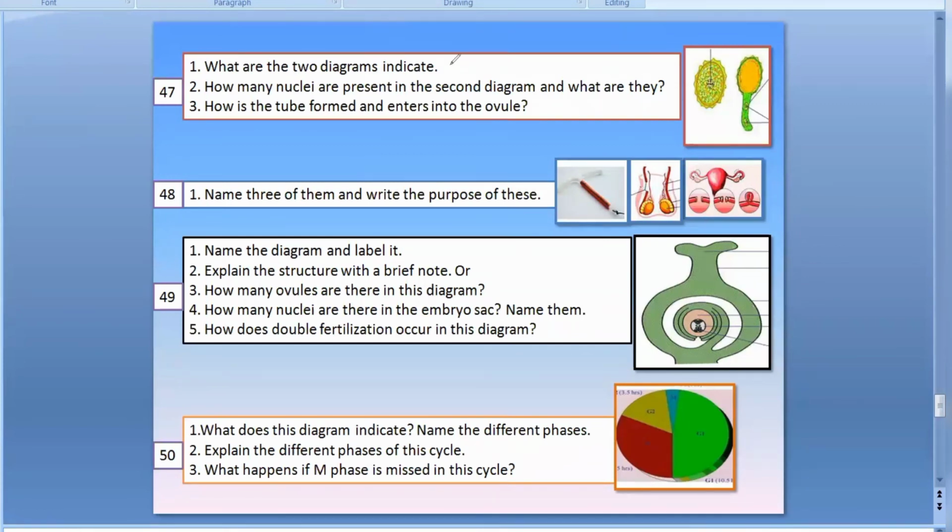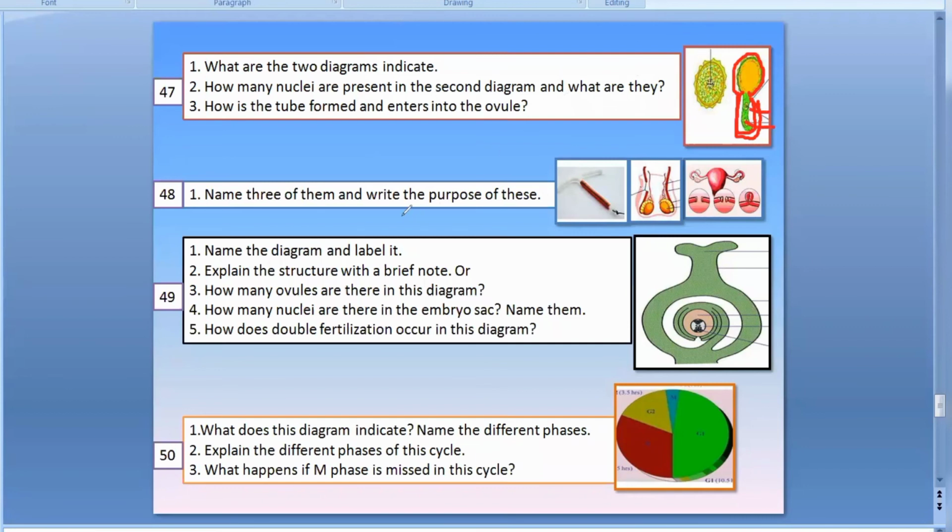So what do the two diagrams indicate? These two diagrams indicate the pollen grain, and the pollen grain developing the pollen tube. How many nuclei are present in the second diagram? In the second diagram, the pollen grain is developing the pollen tube. This is the pollen tube, which consists of two male nuclei: the first daughter male nucleus and the second daughter male nucleus.